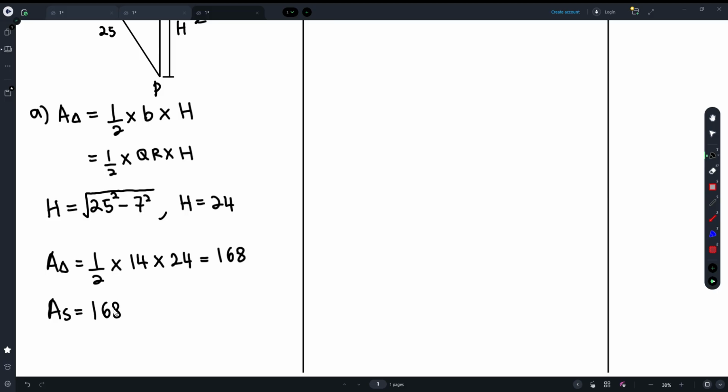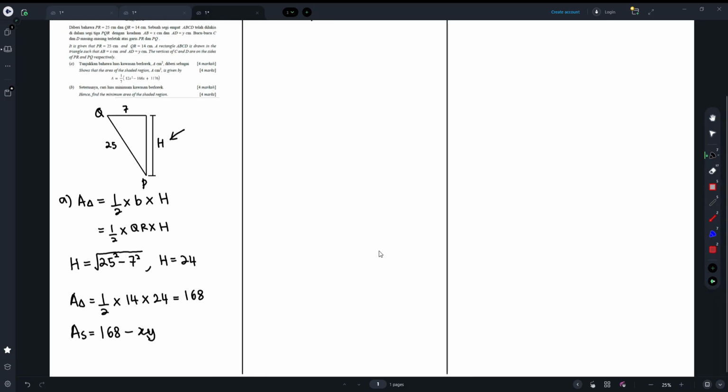With that, we can conclude the area of the shaded region is equal to the area of the triangle, which is 168, minus the area of the rectangle, which is x multiplied by y. According to the question, the length of the rectangle is x, and the height of the rectangle is y. So we write the area of the shaded region as 168 minus xy.